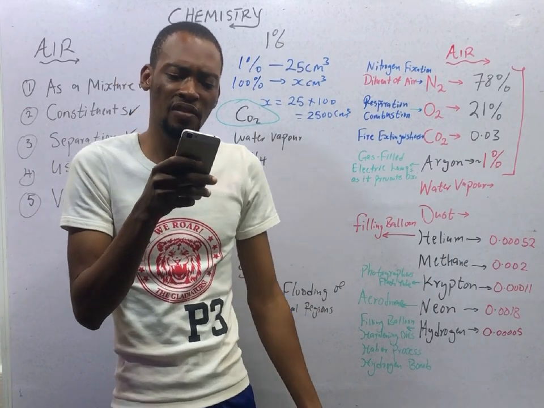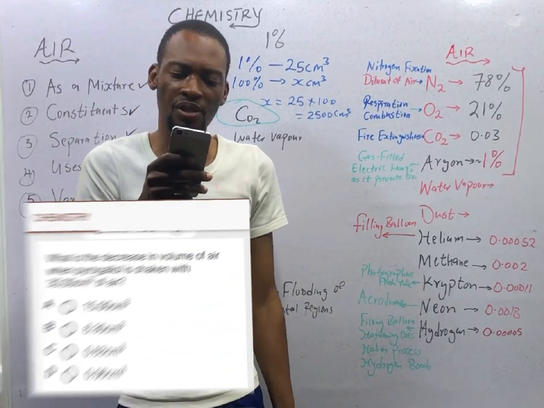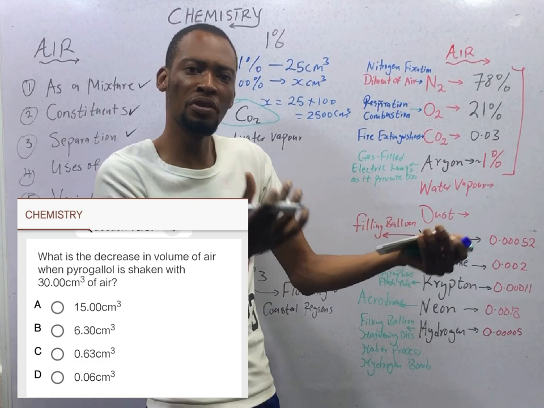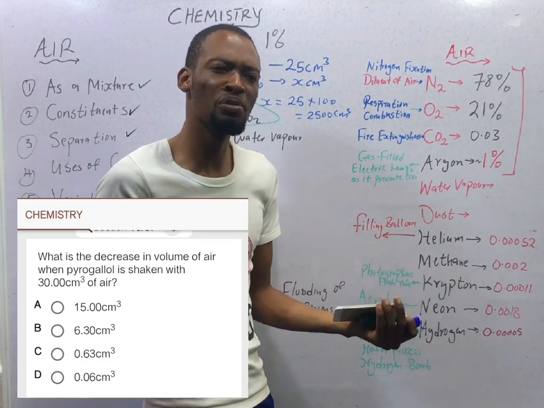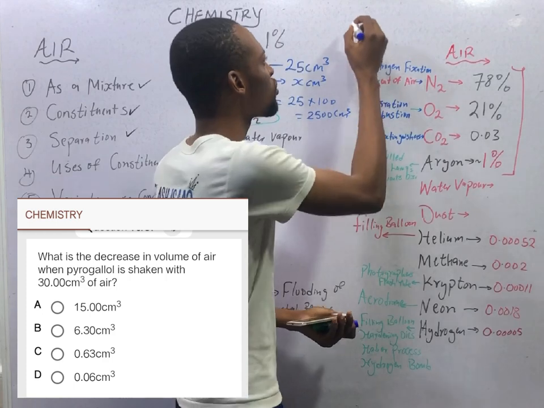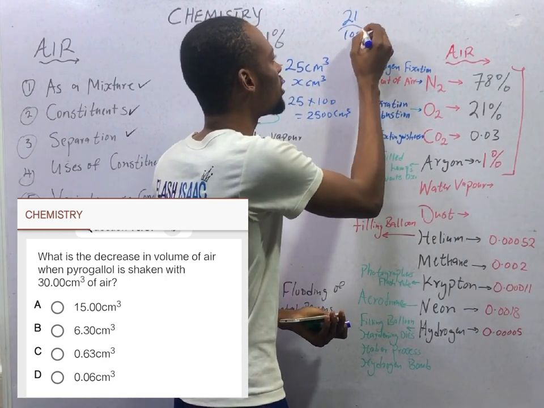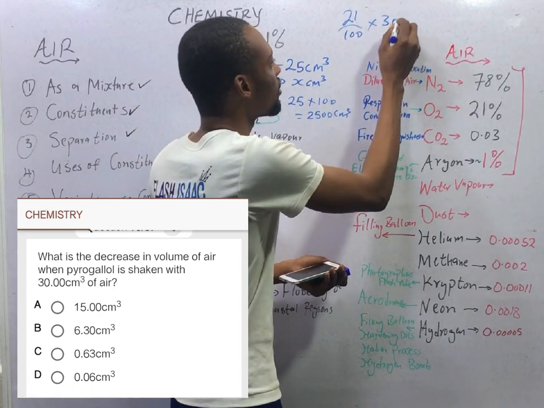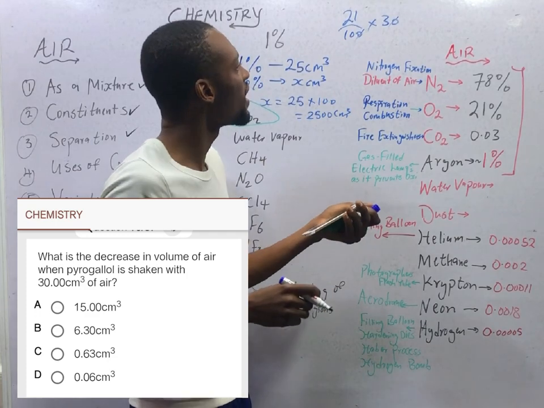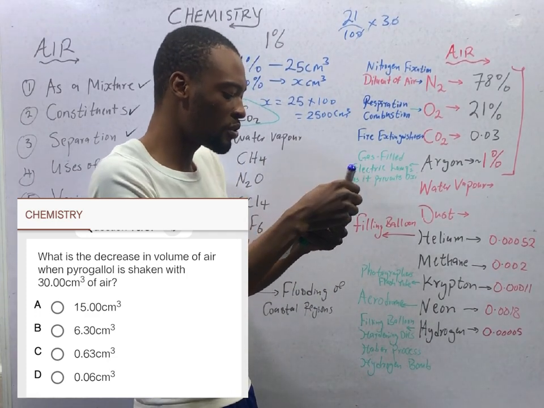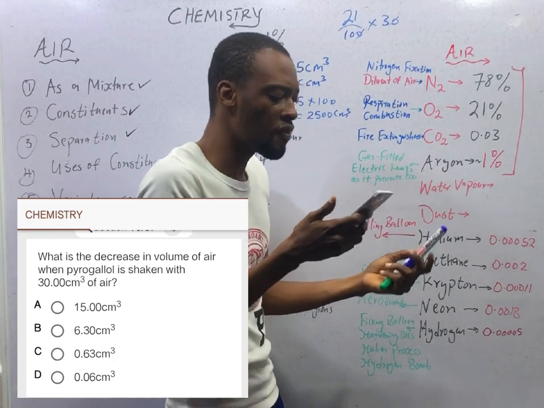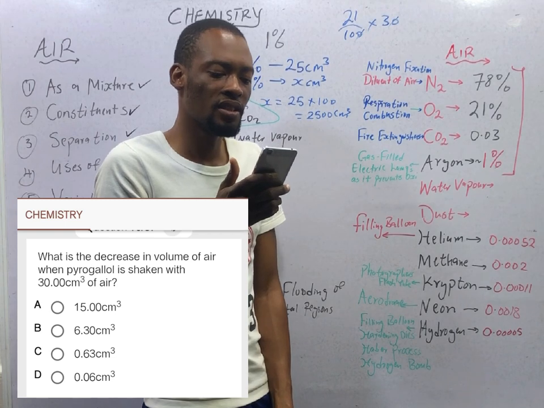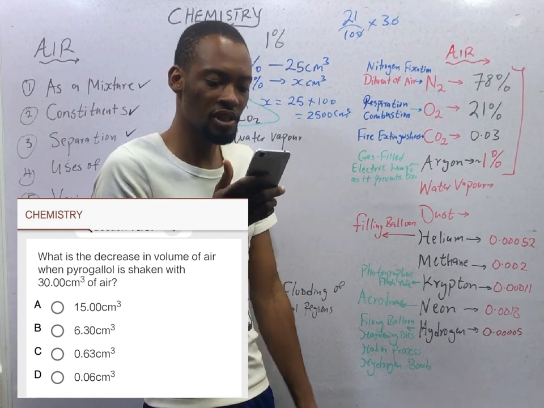And what is the decrease in volume of air when pyrogallol is shaken with 30 cm cube of air? This alkaline pyrogallol will remove oxygen. Removing oxygen means you are removing 21% of air. 21% of air is 21 over 100 times the total here, which is 30. Times 30, this cancels this. 21 times 3 divided by 10. That should give you 6.3 cm cube. So the decrease in air when pyrogallol is shaken with 30 cm cube of air is 6.3 cm cube.